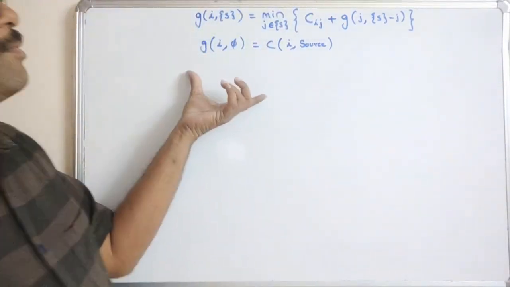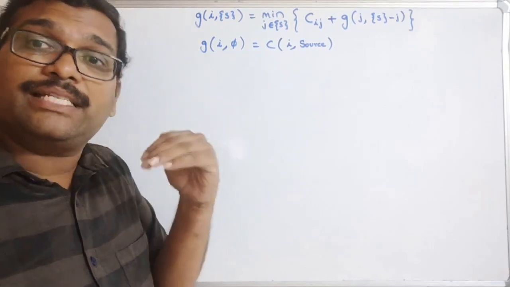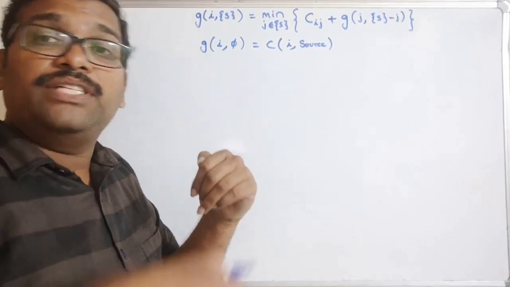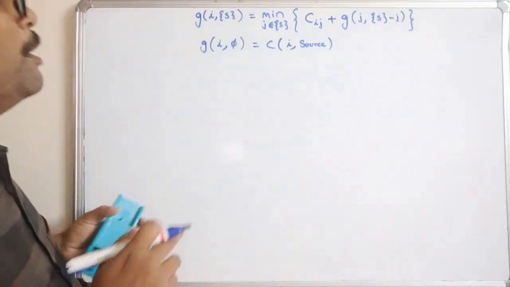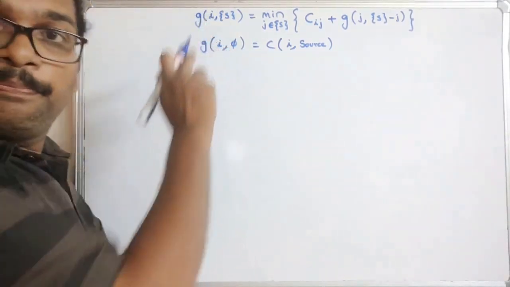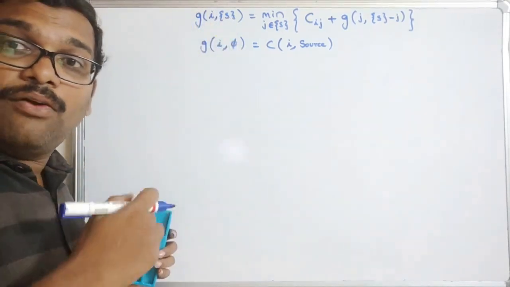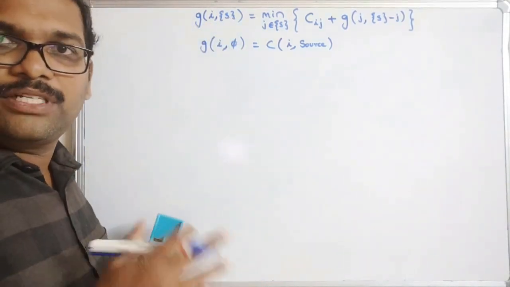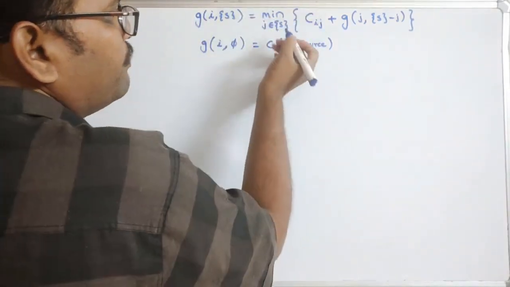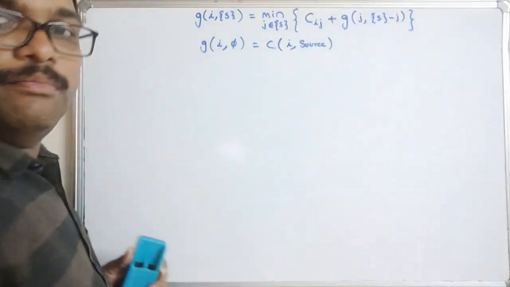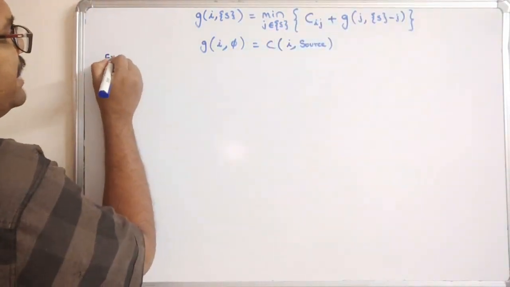So remember this formula. We need to calculate the shortest path from the source, visiting all vertices, and come back to the source. Right. So I is a source, and S is a set of all vertices other than I. From that we have to find the minimum. Okay. So we'll write down the example.